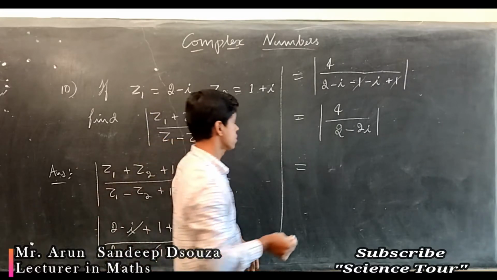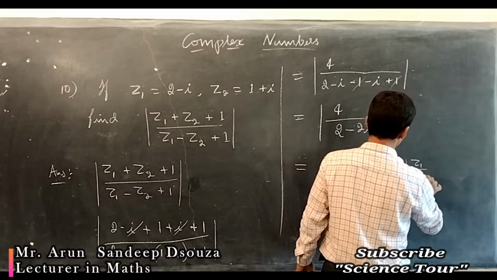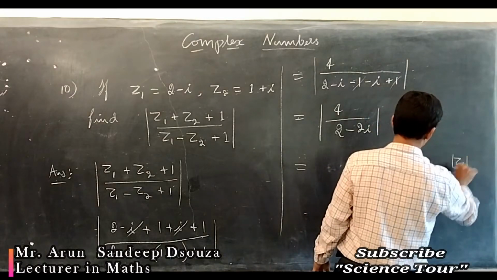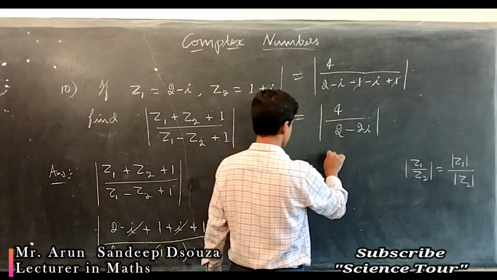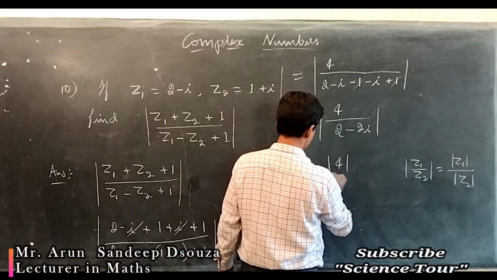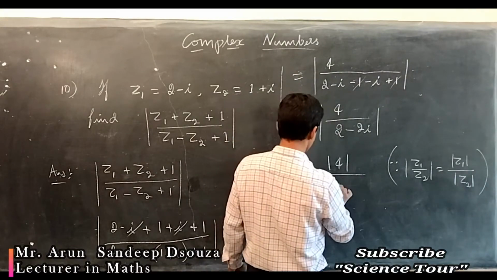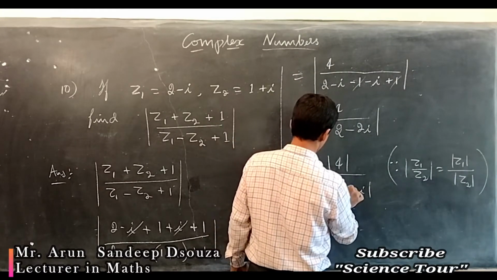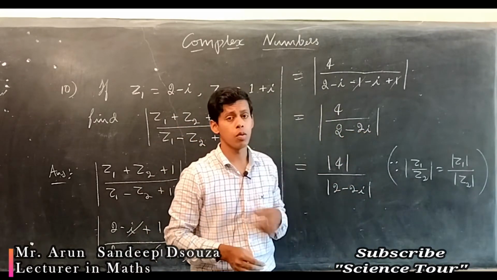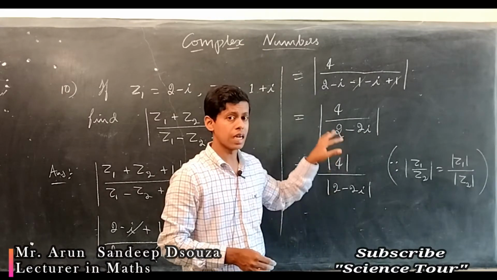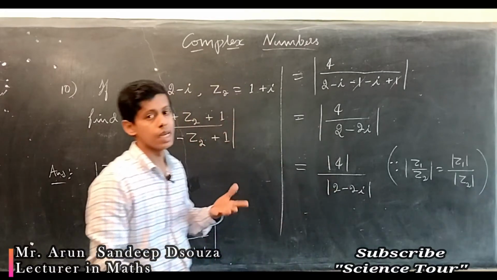Now you can find the modulus straight away. How? If you have modulus of z1 divided by z2, that is nothing but modulus of z1 divided by modulus of z2. So therefore this is modulus of 4 divided by modulus of 2 minus 2i. So you don't have to rationalize. Rationalization is not needed. When the denominator has a complex number, rationalization is the method, but if you want to find its modulus, it's easy. Find the modulus separately. That's it.